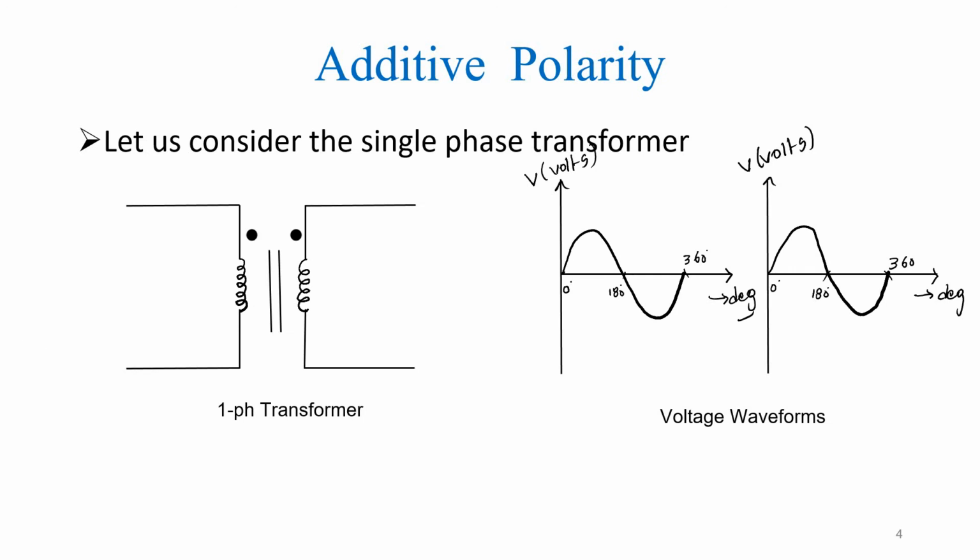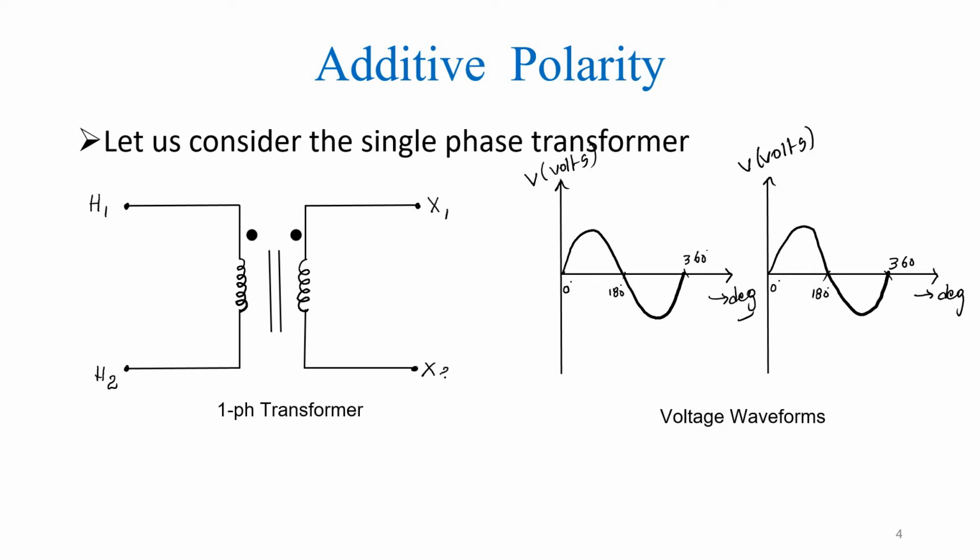Additive polarity. Before going to study the three-phase transformers, first let us try to understand what is meant by polarity with respect to the single-phase transformer. The primary winding I am considering as a HV winding, so I will mark this as H1 and H2, and the secondary winding we will consider as a LV winding. Let us mark it as X1 and X2.